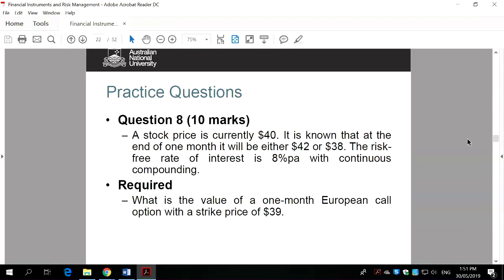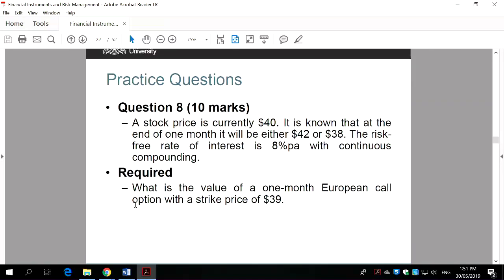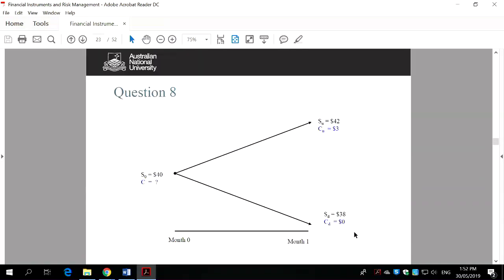So question number 8 says, a stock price is currently 40, and it's known that at the end of 1 month, it would either be $42 or $38. The risk-free rate is 8% with continuous compounding. What is the value of this 1 month European call option with a strike price of 39? So this is just a one-step tree. We know how to do that. So you take the current share price, and we were told it would either increase to 42 or decrease to 38, right? And we're holding an option with a strike price of 39.